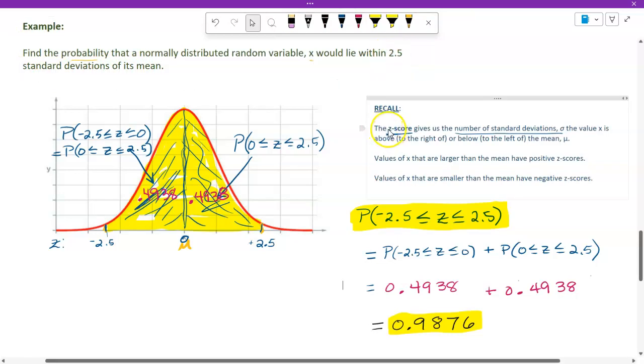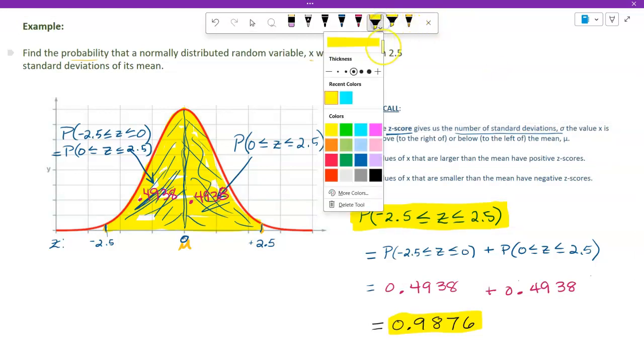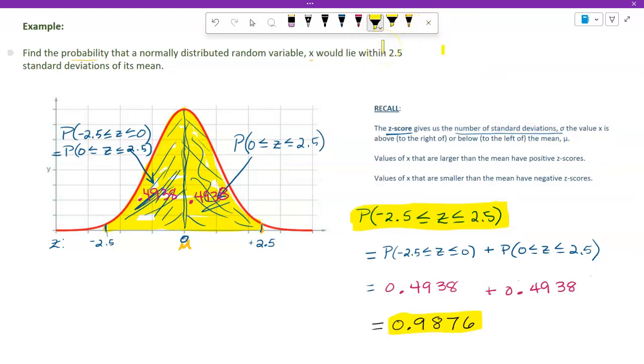Remember that the z-score gives us the number of standard deviations, and in this problem they tell us that this value lies within 2.5 standard deviations. So right there we get our z-score.